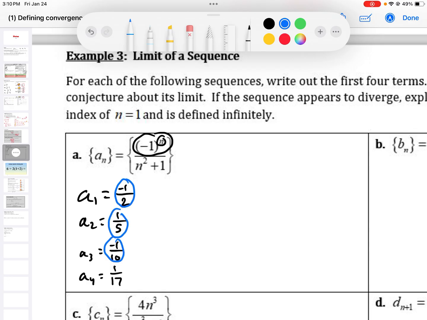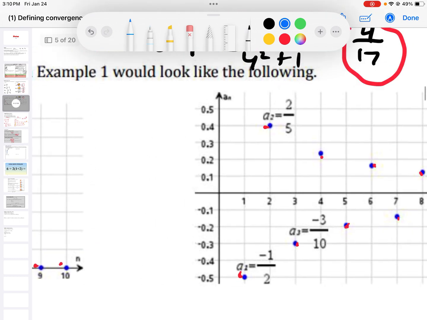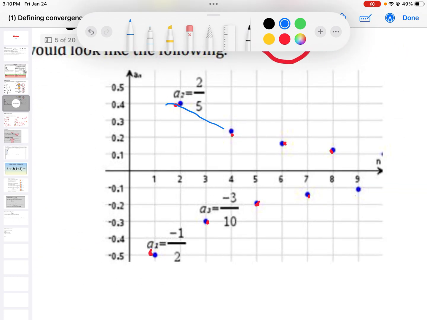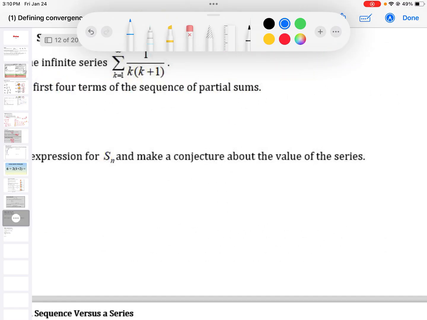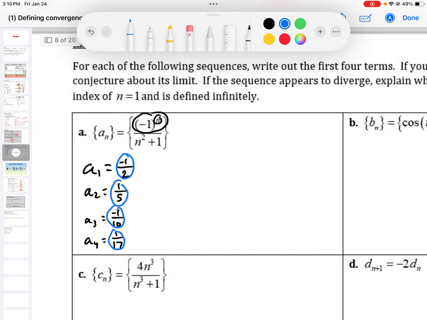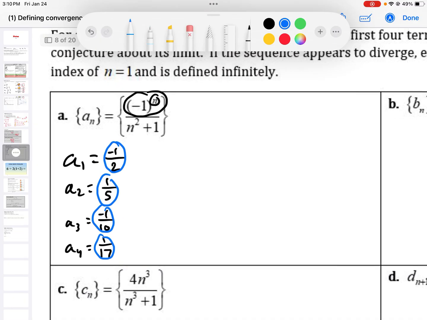So I'm thinking, even though they're alternating back and forth, it's like that second example earlier, right? Even though they're alternating back and forth, the numbers look like they are approaching 0. I'm going to say this limit, as n goes to infinity, of negative 1 to the n over n squared plus 1, I'm going to say that's 0. Because it looks like each term is getting smaller and smaller and smaller.